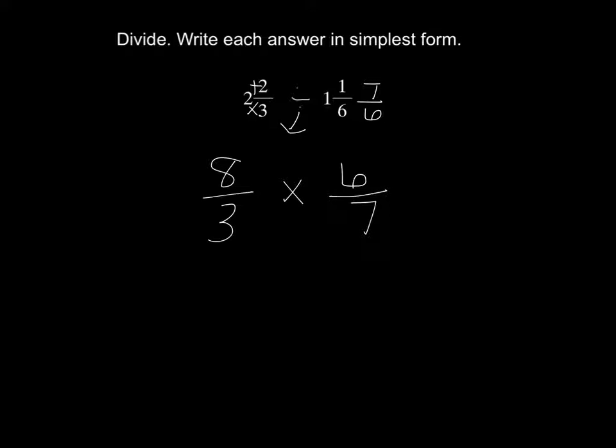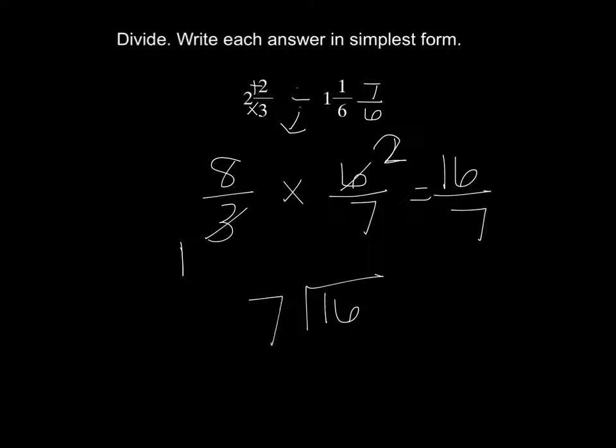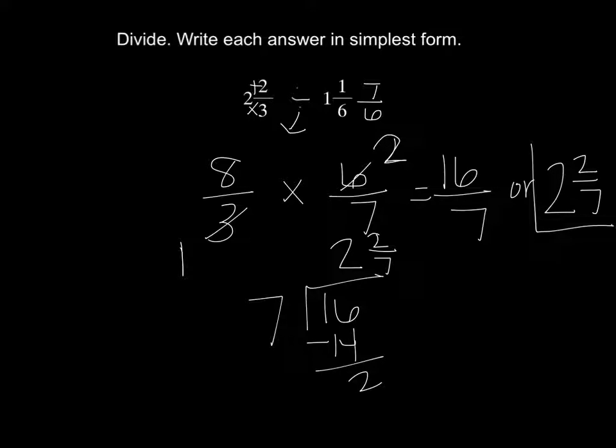Okay, now I'm going to simplify before I multiply. I can divide this by 3. I can divide this by 3. And looks like that's about it. So 8 times 2 is 16. 1 times 7 is 7. So if I did the top divided by the bottom, numerator divided by the denominator, 7 goes into 16 2 times, minus 14. I'm left with 2. So my answer would be 2 2/7. Or 2 2/7 for my answer here.